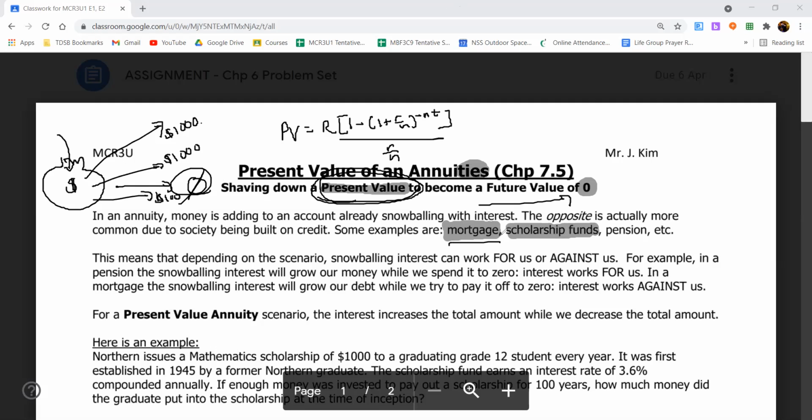Things like paying off a loan and stuff too? Absolutely. OSAP, your university loans, okay?